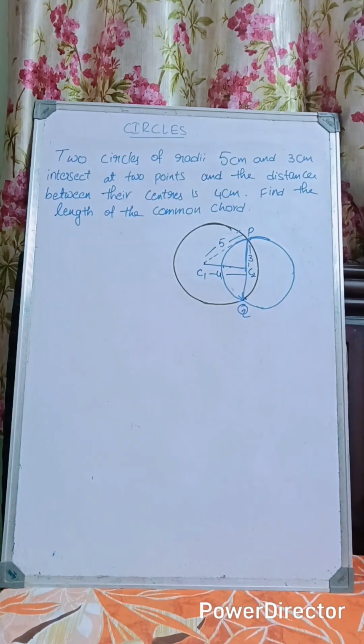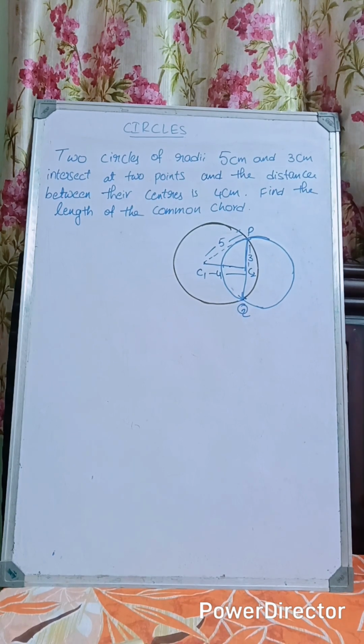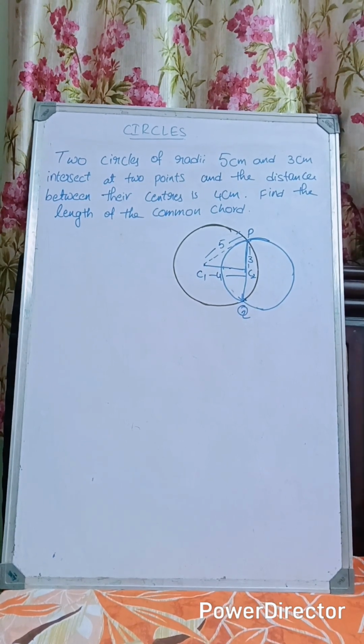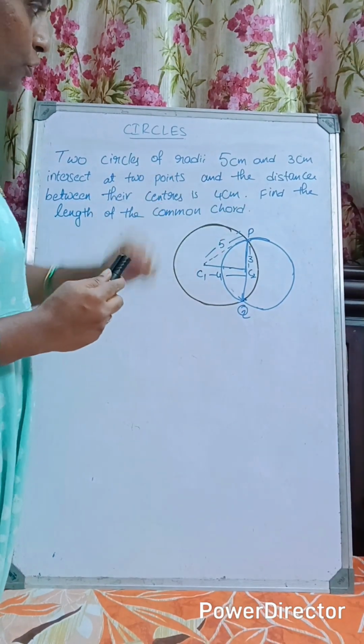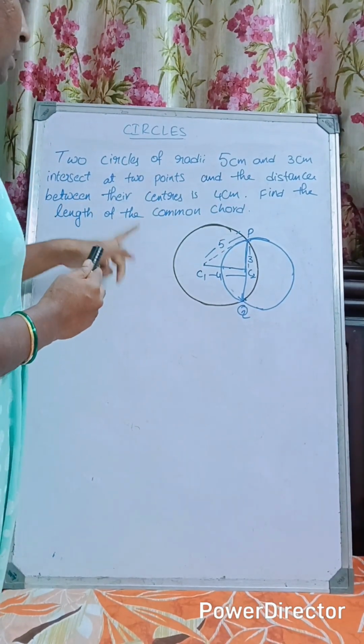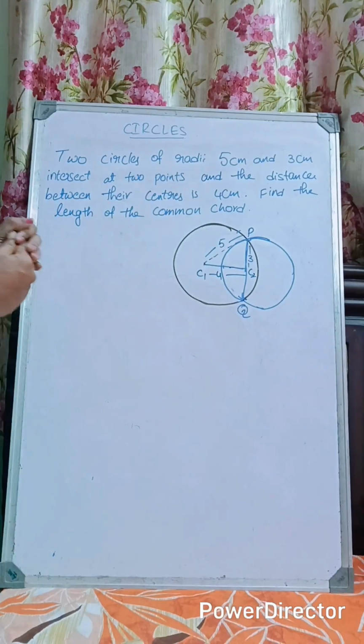Let's see one more important question here. Two circles of radii 5 centimeters and 3 centimeters intersect at 2 points and the distance between their centers is 4 centimeters. Find the length of the common chord here.